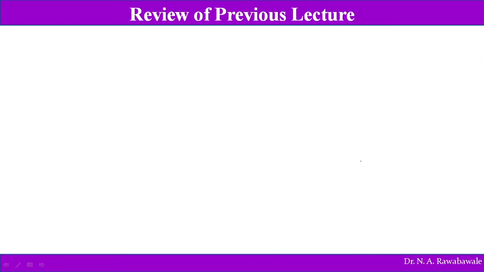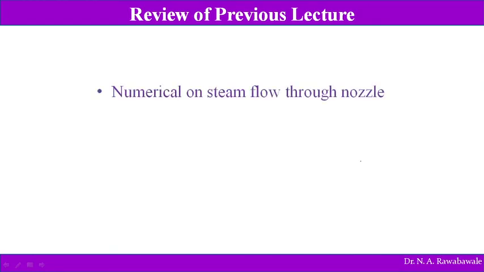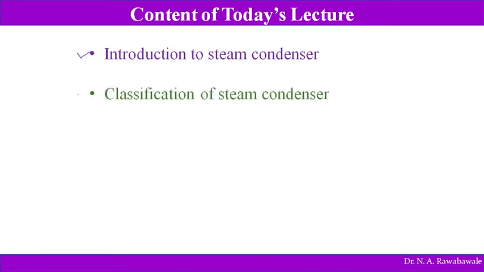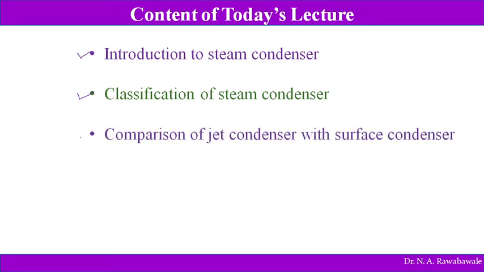In the previous lecture we discussed numericals on steam flow through nozzle. Today we are going to start a new topic known as condenser. We will have the introduction to condenser, what a condenser is and why there is a need to use a condenser, and what the advantages of using a condenser are. We will discuss the classification of steam condensers, then the comparison of jet condenser with surface condenser. This is the brief outline of today's lecture.